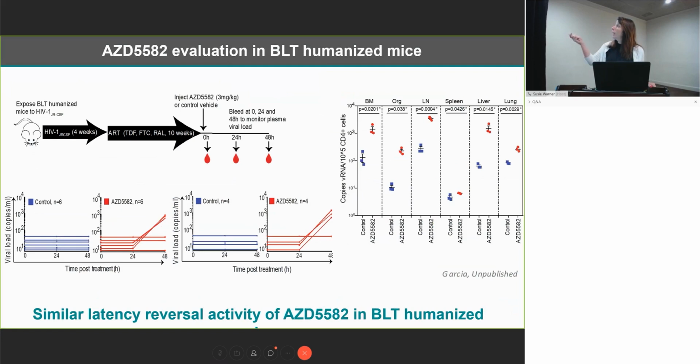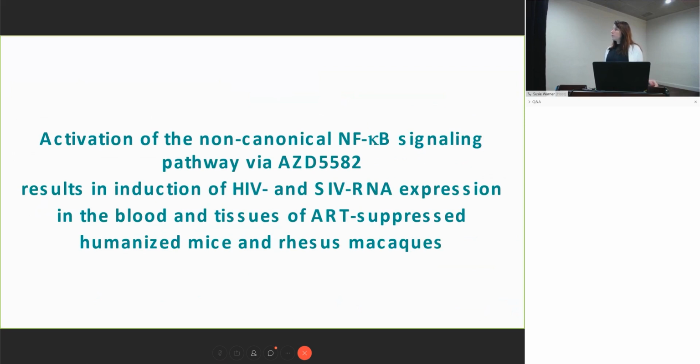So those two studies show that activation of the non-canonical NF-kappa B signaling pathway via AZD5582 results in induction of HIV and SIV RNA expression in blood and tissue of ART-suppressed humanized mice and rhesus macaques.